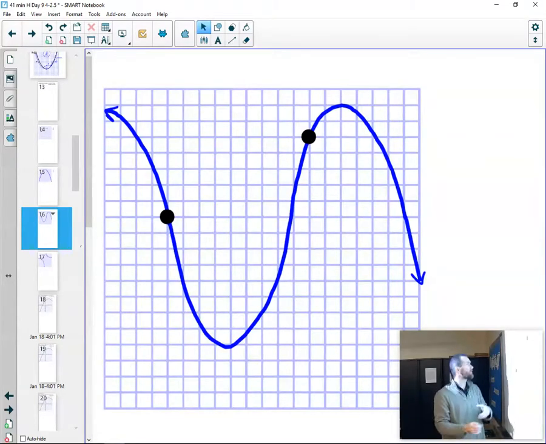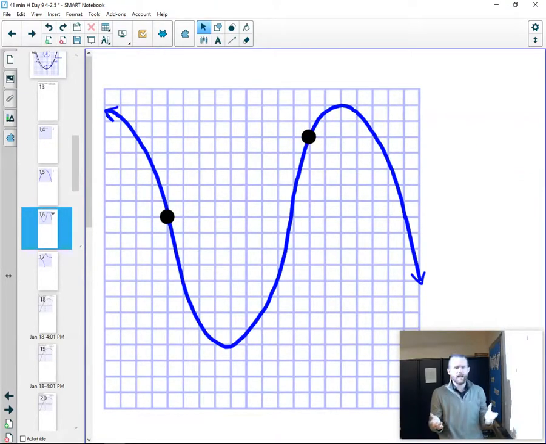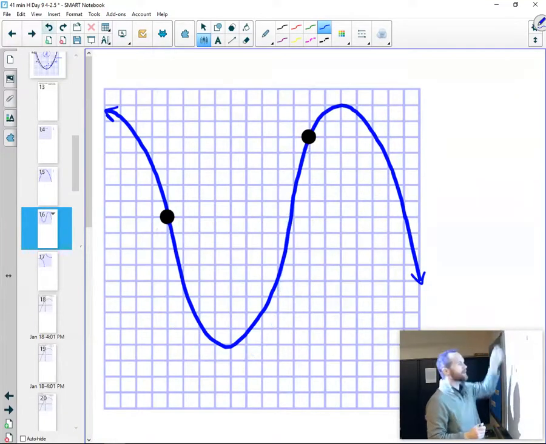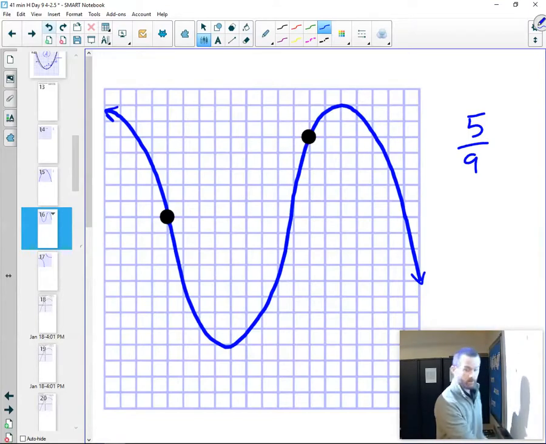Maybe we haven't even seen those before, but we don't care what the function looks like. Let's just take a look back and forth. Did the points change? The points are exactly the same. So even though we've got all this crazy stuff going on in between the points, the average rate of change is still 5 over 9.